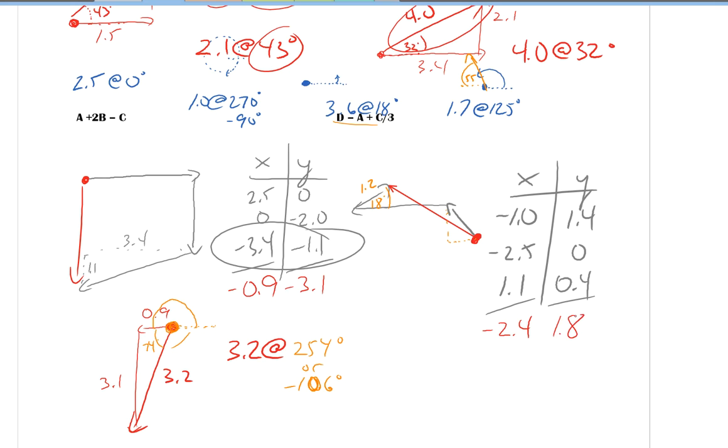All right, so I've got my two totals. Now I'm going to put them together and make a new triangle. I've got -2.4, so 2.4 to the left, and then positive 1.8 up. So my answer would look something like this, which is what it looked like over here, which is perfect. Now let's find out the answer. We can square the 2.4 and add that to the 1.8 squared, and then use Pythagoras to find the hypotenuse, which is around 3.